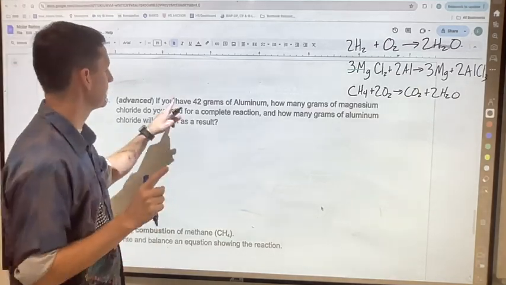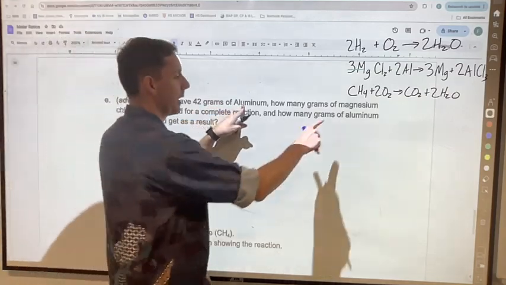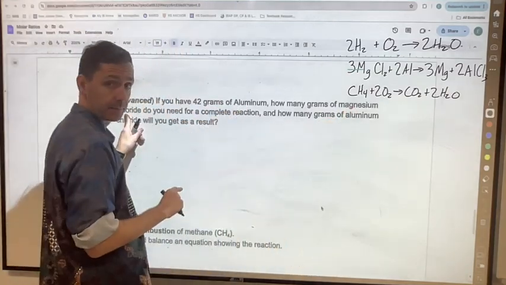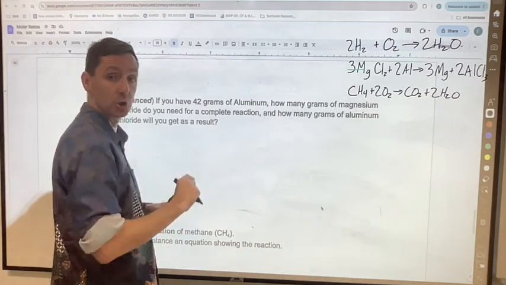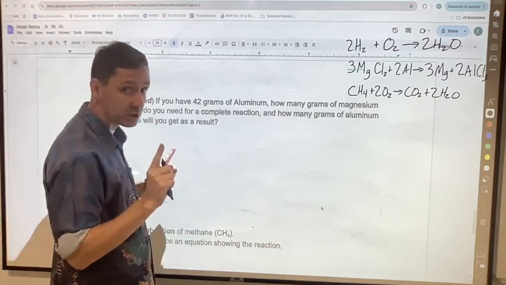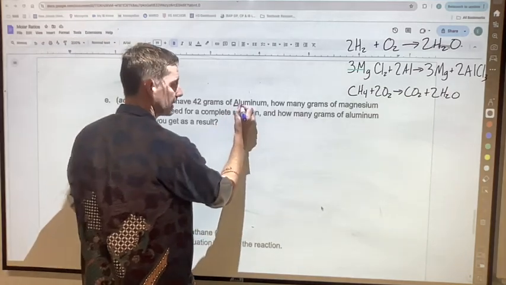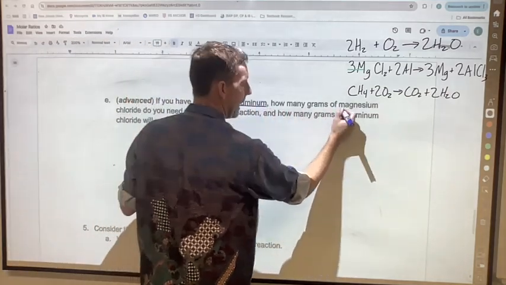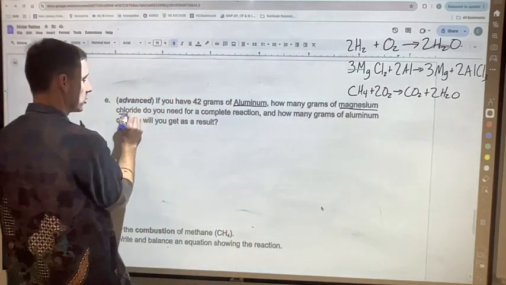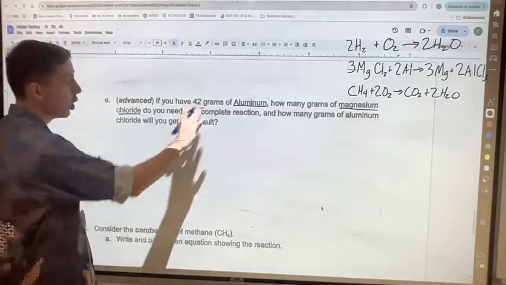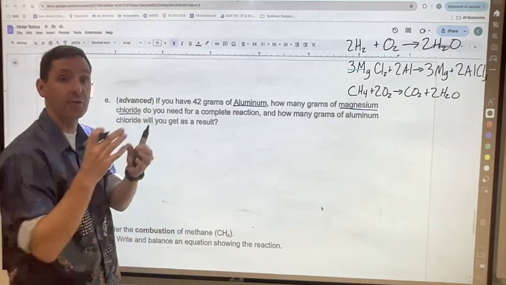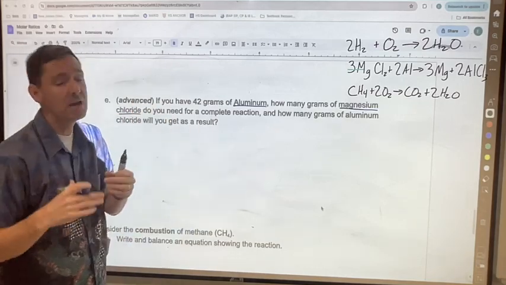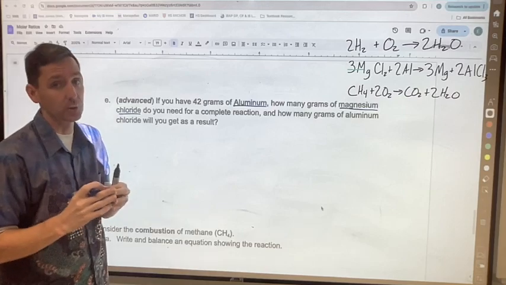One is asking us to connect aluminum and magnesium chloride, and the other question is asking us to connect aluminum and aluminum chloride. So I'm going to do the first question first. I'm going to connect aluminum and magnesium chloride. So the first thing I do, I know it's in grams, but still, because I'm changing from one molecule to another, I'm still going to start with my molar ratio.